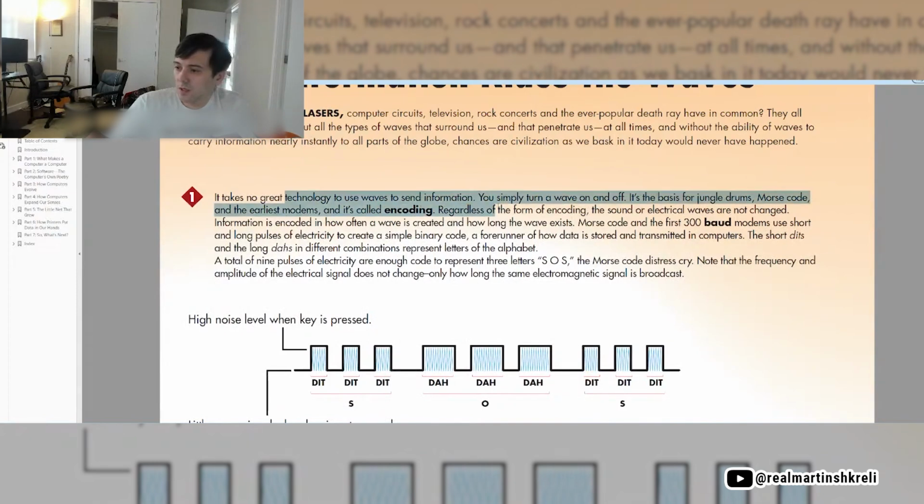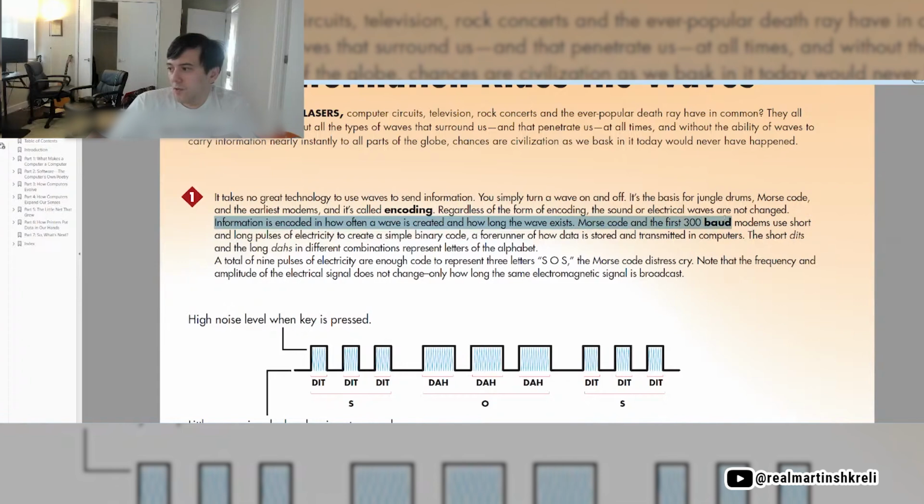It takes no great technology to use waves to send information. You simply turn a wave on and off. It's the basis for jungle drums, Morse code, the earliest modems, and it's called encoding. Regardless of the form of encoding, the sound or electrical waves are not changed. Information is encoded in how often a wave is created and how long the wave exists.